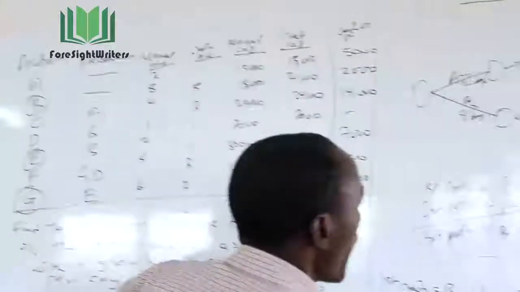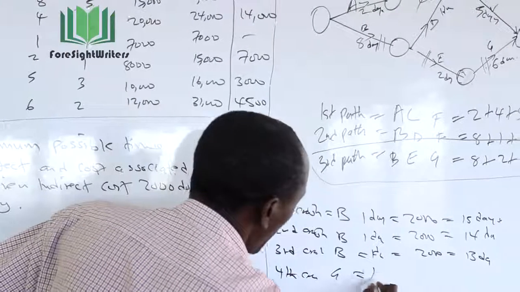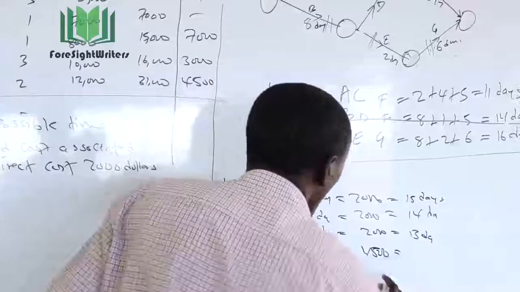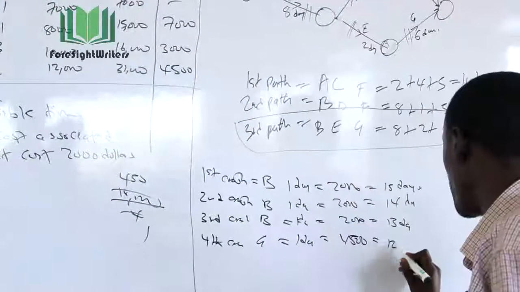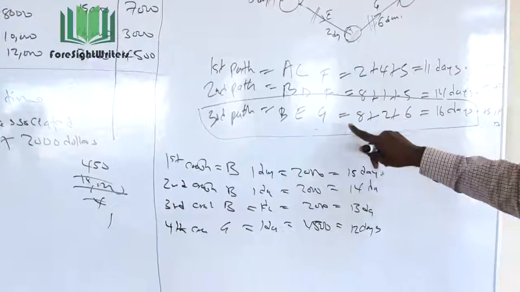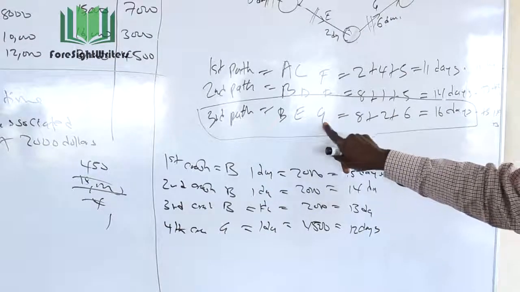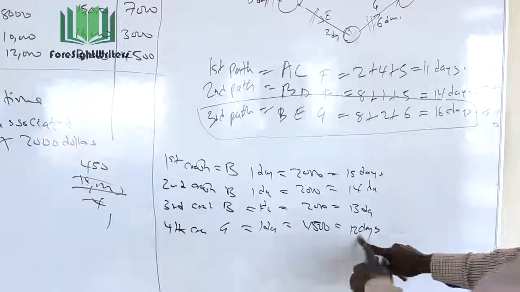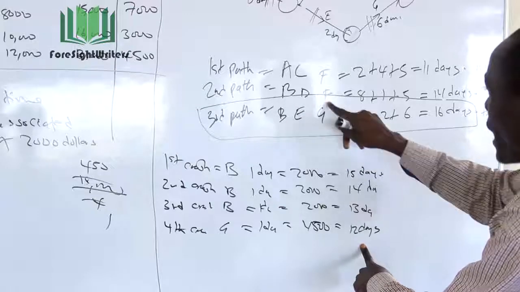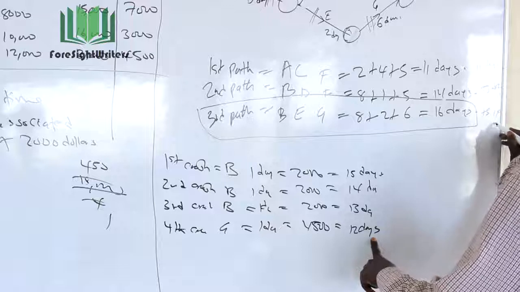So when I come to G, I say the fourth crash is activity G. I crash 1 day, so for 1 day I spend 4,500. That will reduce it from 13 to 12 days, because activity G is only in one line. Remember, this is BEG, this is BDF. So it is only this that will reduce to 12.